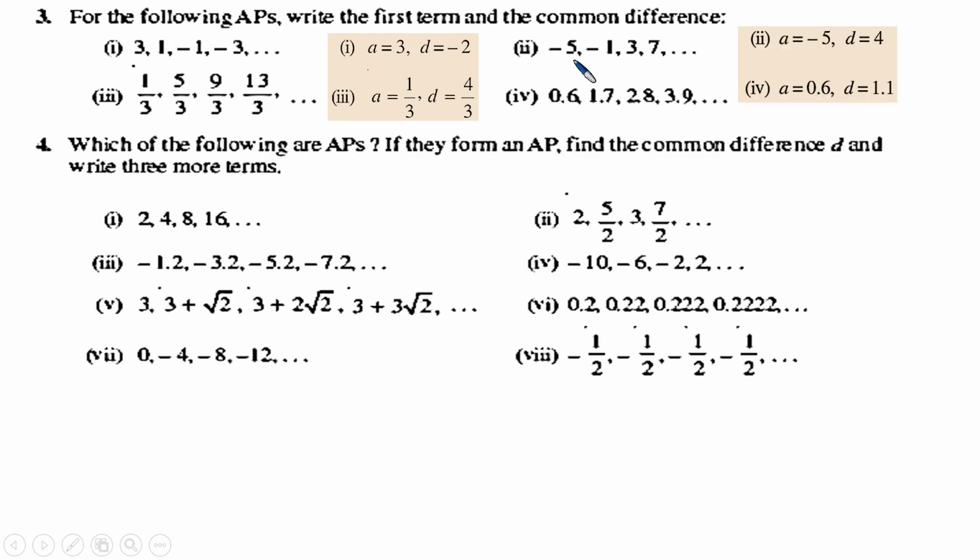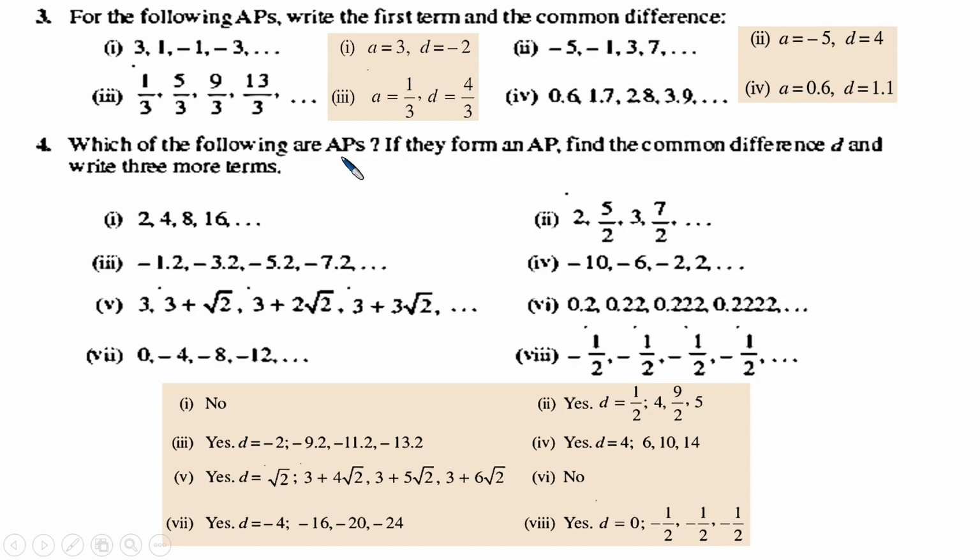And similarly here a is minus 5 and d is, this is minus 5 plus 4 is minus 1, so d is 4, then minus 1 plus 4 is 3. And similarly here the first term is 0.6 and the difference is 1.1. 0.6 plus 1.1 is 1.7, and so on and so forth.